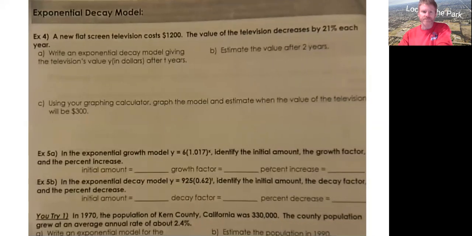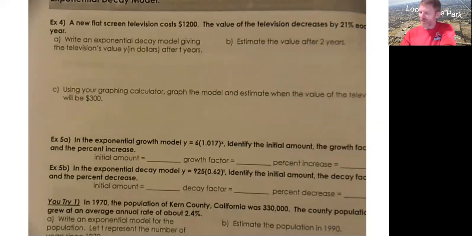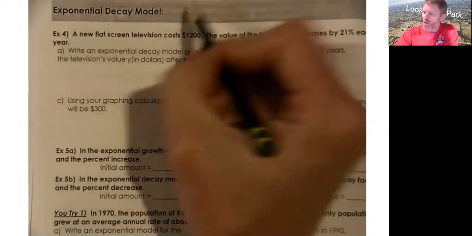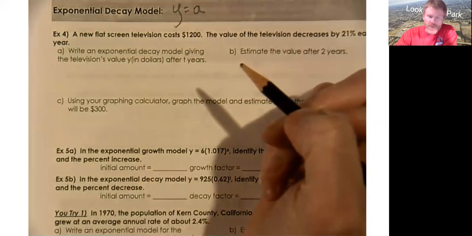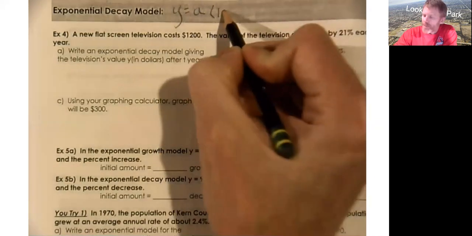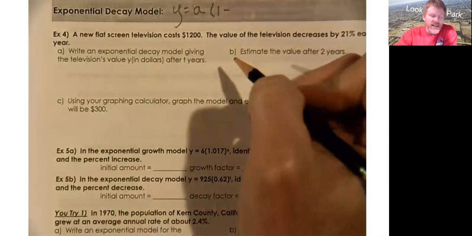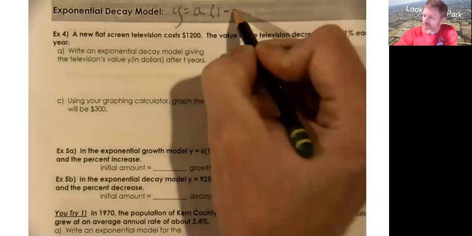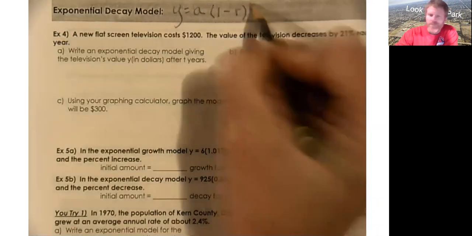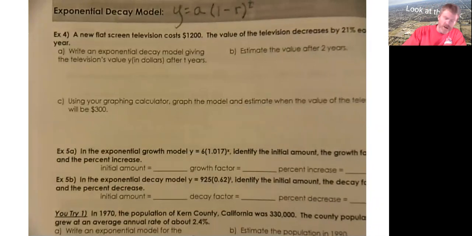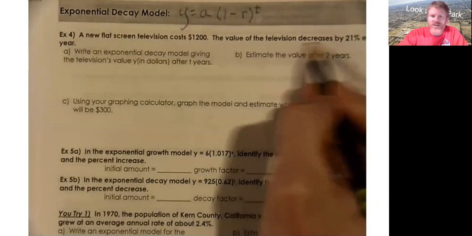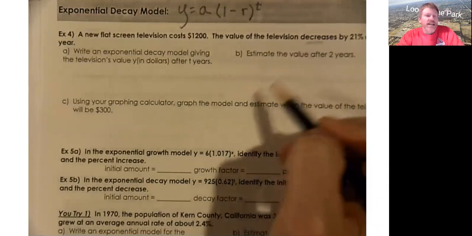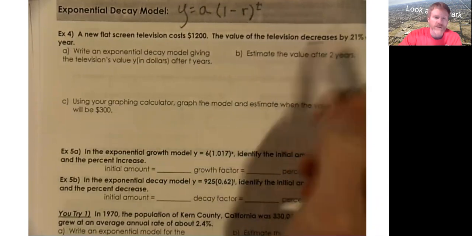Now we're going to look at exponential decay. The model for exponential decay, very much like exponential growth, you have the A value like we've been talking about for exponential problems. You have 1 minus because it's a decay. It's less than the 100% amount. So that's where the 1 minus R comes from. You have to pay attention to the word decrease. Does it decrease or does it increase? Does it grow or does it decay?